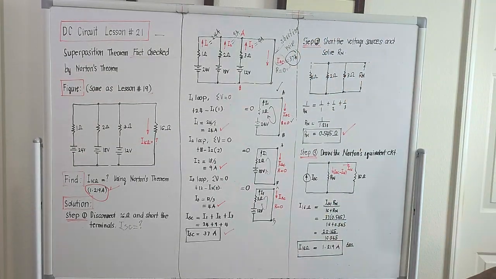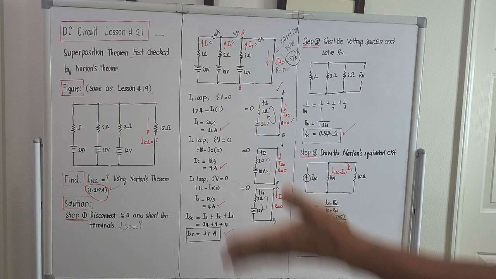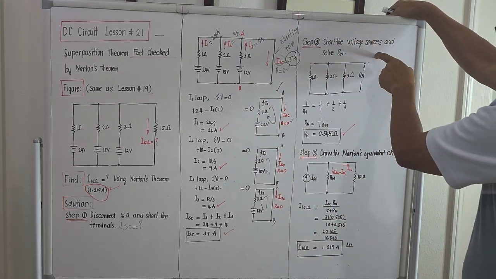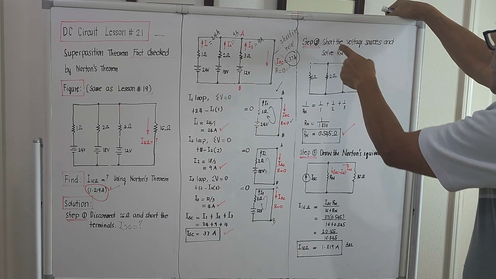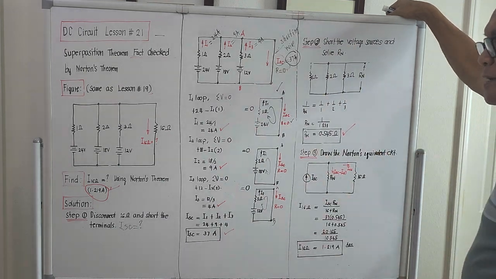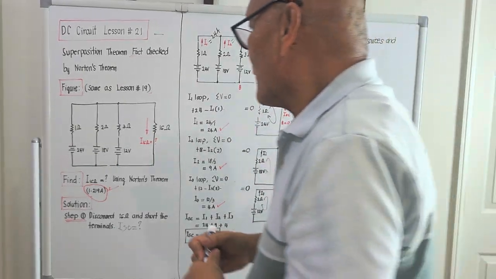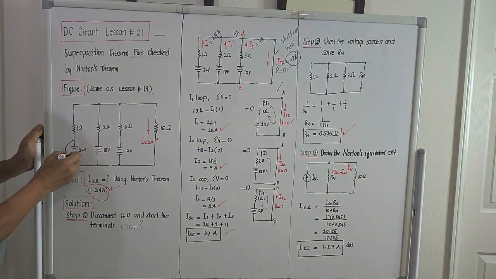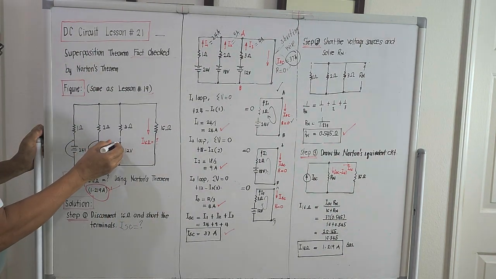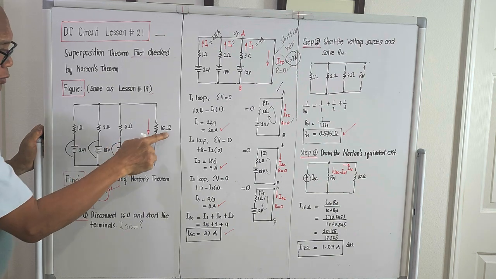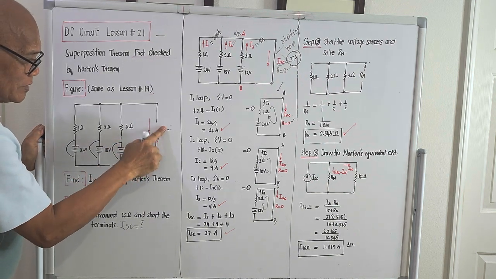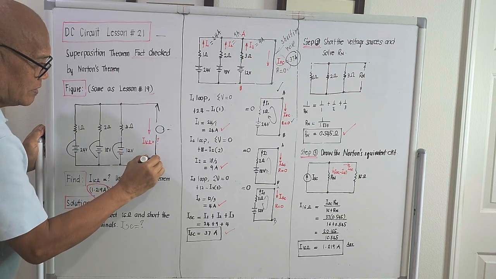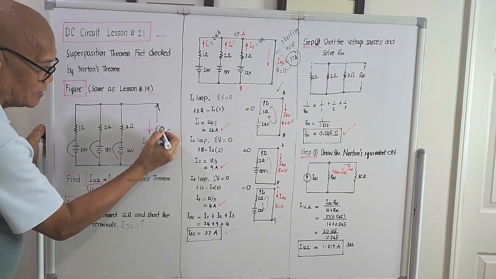Right? That's step number 1. What is step number 2? Short the voltage sources and solve for capital letter R with the subscript Rn, meaning we'll try to short out all the voltage sources. We short them out, right? Then we'll try to compute for the resistance across this. And that is actually designated Rn.